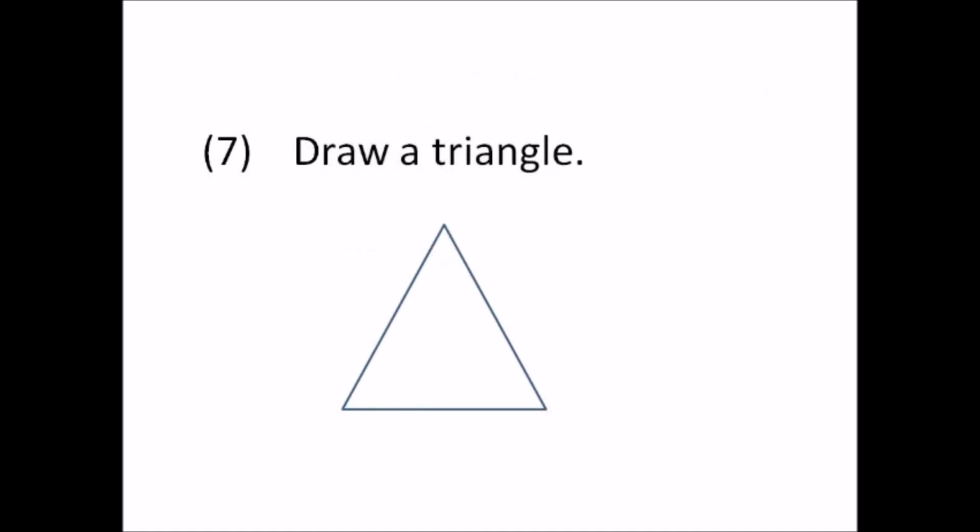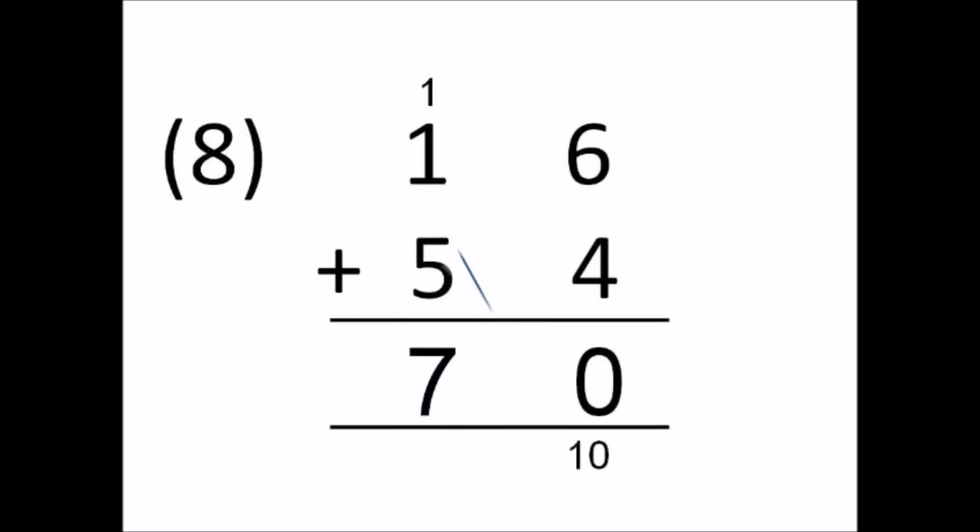Number 7, draw a triangle. Tri means 3 sides. You have to draw something with 3 sides. So anything that you drew similar to what I have there, full marks. Next you would have to be able to do a rectangle, and a rectangle would have 4 sides, but that's correct. Number 8, 16 plus 54, and here you have to rename or regroup. 6 and 4 is 10.